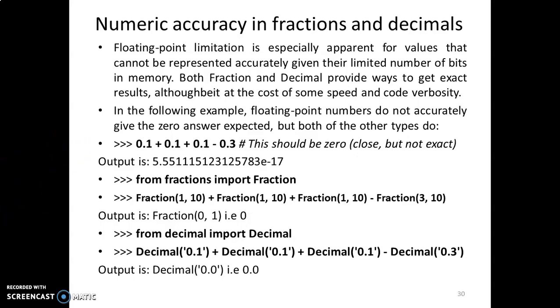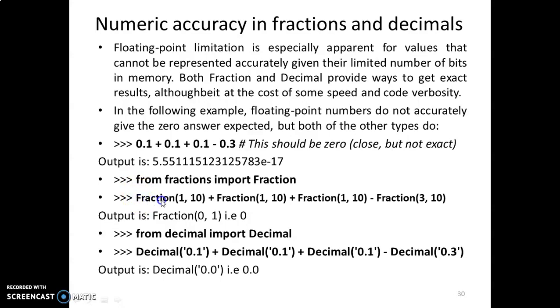For example, if you want to calculate this, you just write 0.1 plus 0.1 plus 0.1 minus 0.3. This should give us a 0 answer, but it gives a very small value, not exactly 0, but something like 5.55 times 10 raised to the power of minus 17. This is because of the limitation of the float type to represent these numbers in memory. Now, if we use the fractions type or the decimal type, then we get the answer as 0 for this type of calculation.